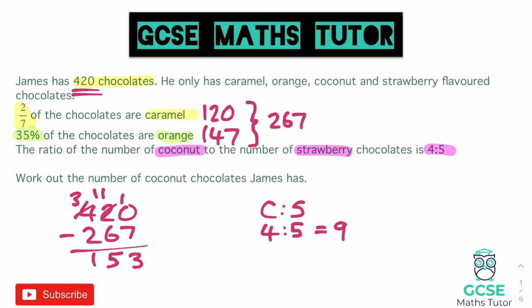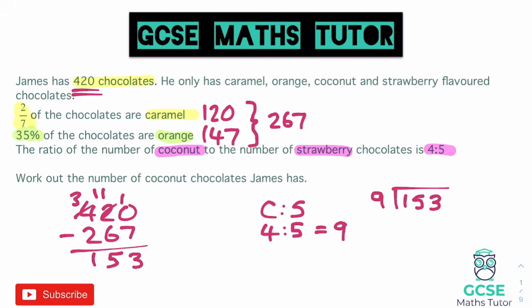So again, if you need any reminders on how to share in a ratio, I'll put the link for this video in the description, so you can go have a look at sharing in a ratio if you need to. But let's share this 153. So we've got 153 that we need to divide by 9. And again, if we're not doing this with a calculator, we'll divide that by 9 and see what we get.